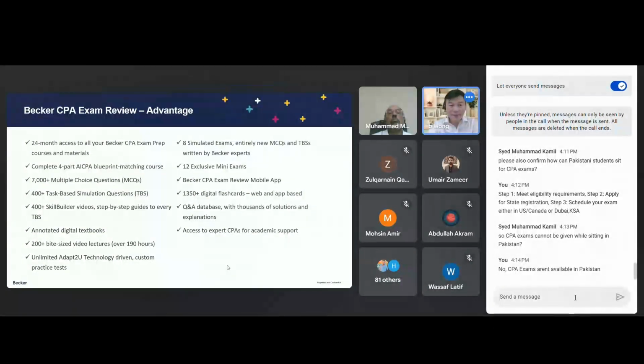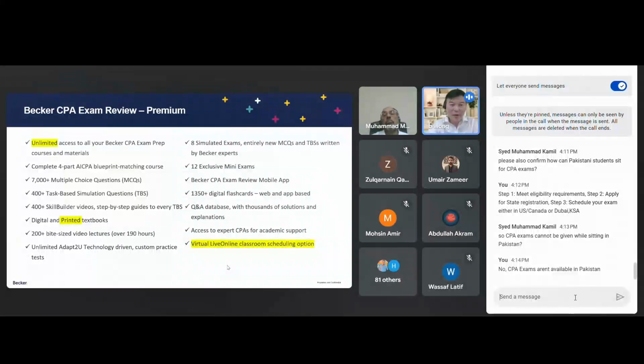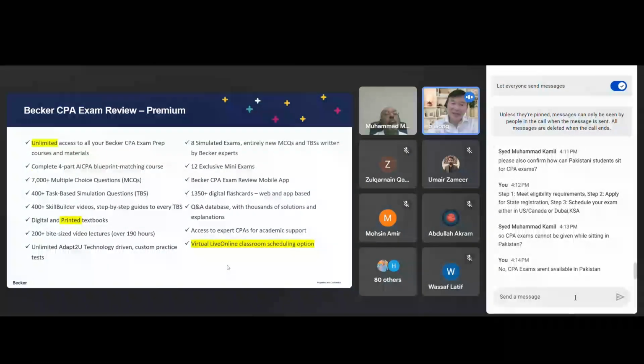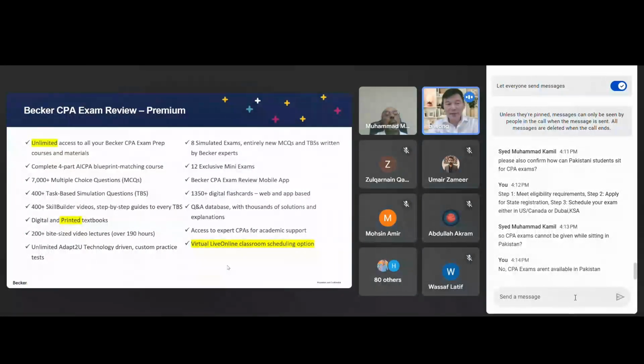Next slide, please. So here's the premium package. The difference is highlighted here, right? The first one, instead of 24 months access, you will have unlimited access. But of course, unlimited access is subject to the backup policy, which is as long as you're still pursuing the CPA, we'll continue to give you access. That's what they mean by unlimited access.